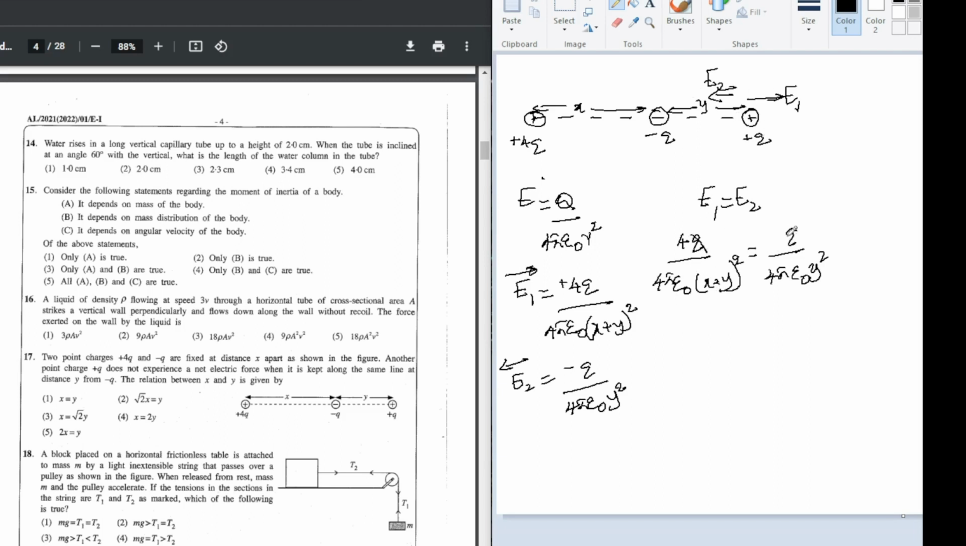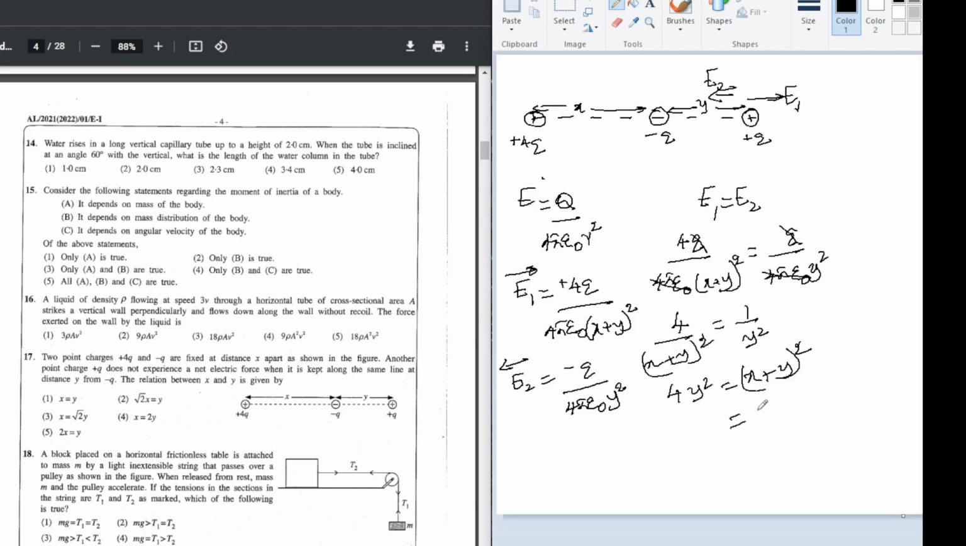Now Q cancels, 4 pi epsilon naught cancels, and here you get 4 over (x plus y) square equals 1 over y square, and you get 4y square equals (x plus y) square. You can find the relation between x and y by using algebra. Otherwise, simply you can solve this. Left hand side you have 4y squared, and right hand side (x plus y) squared.